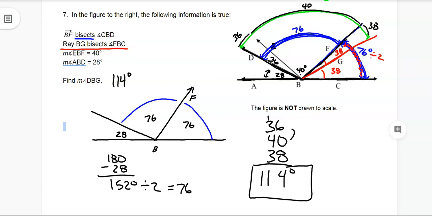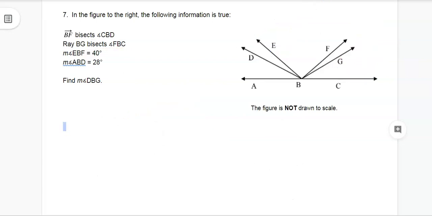Wow, that was a rough one. That one's pretty tough. All right, let's see what else we got.